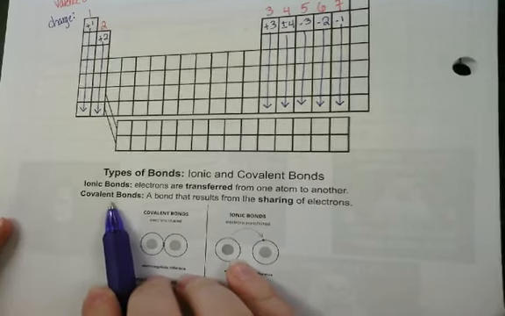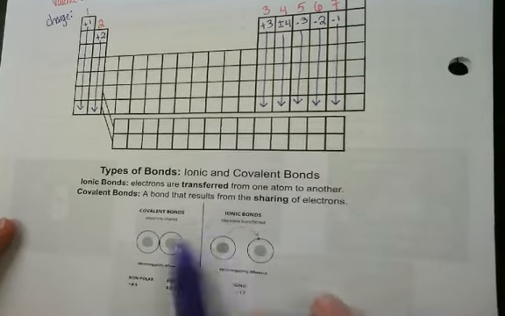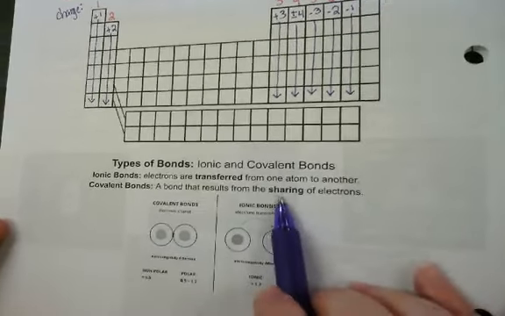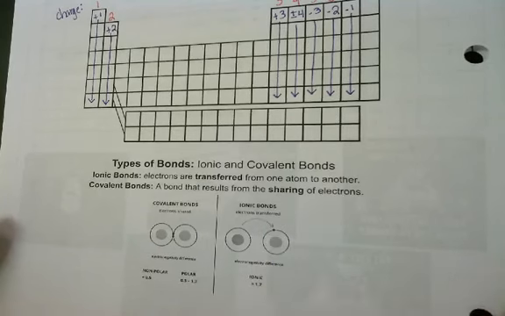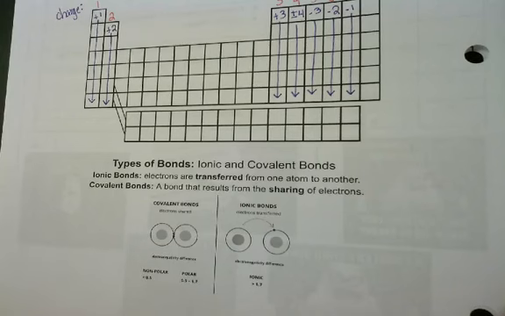Covalent bonds, however, are when our atoms share electrons. So no one's going to be giving away or getting any more. We don't see a transfer. They're going to be sharing. They're going to say, okay, I've got this many, I've got this many. If we put them together and we share, we can each have 8. Yes? Okay.